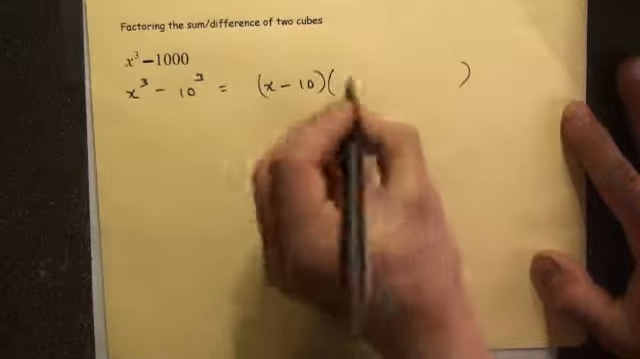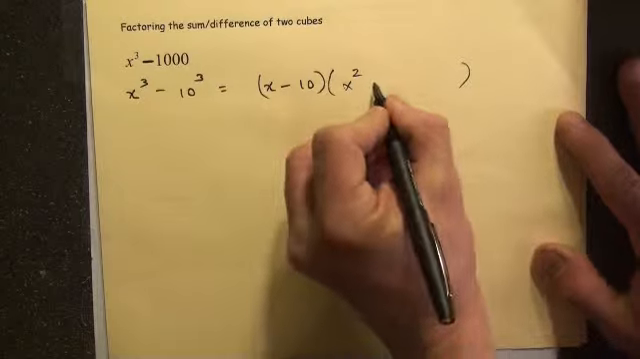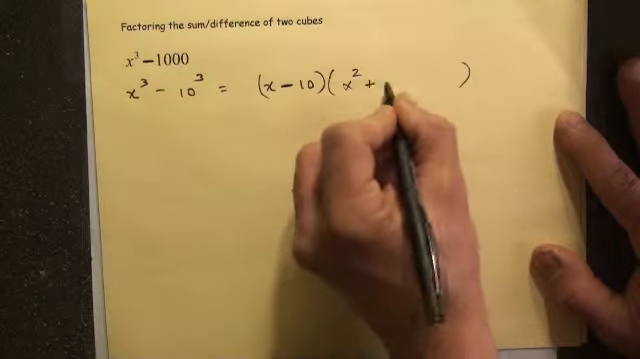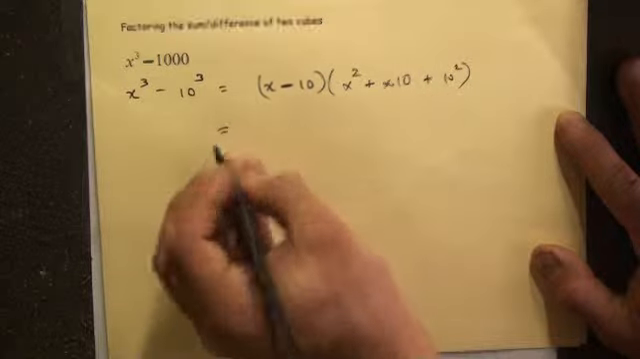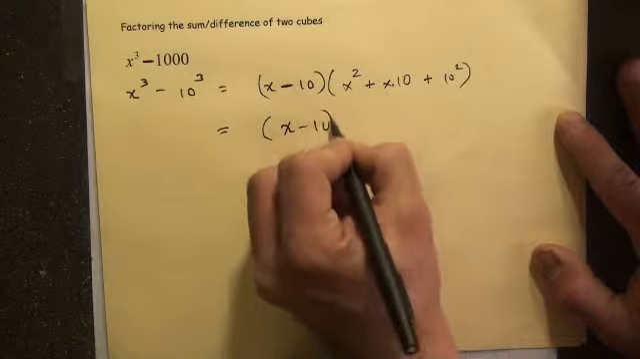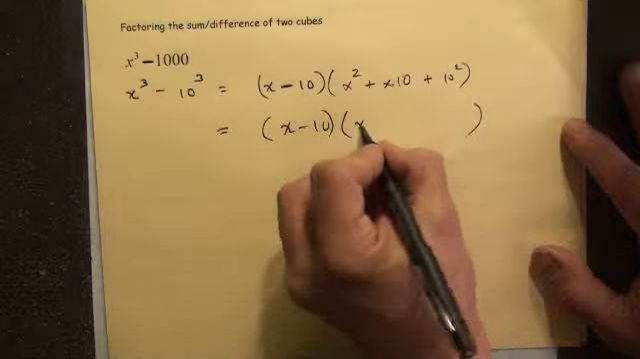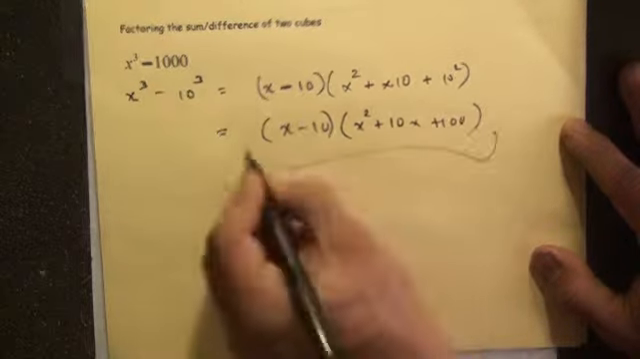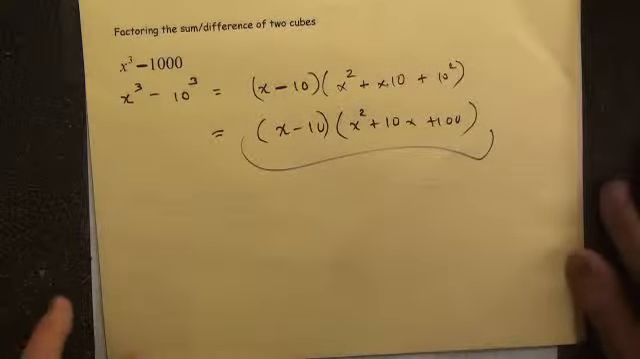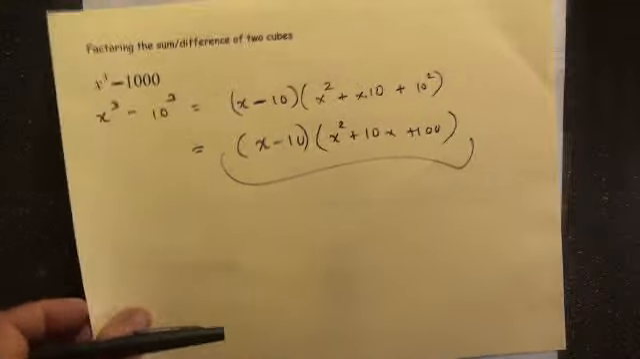Then the first term is going to be x squared, right? This is a minus, so the next one's plus x times 10 plus 10 squared. Then clean it up. X minus 10 times the quantity x squared plus 10x plus 100. And that's it. That's all it is. Okay?